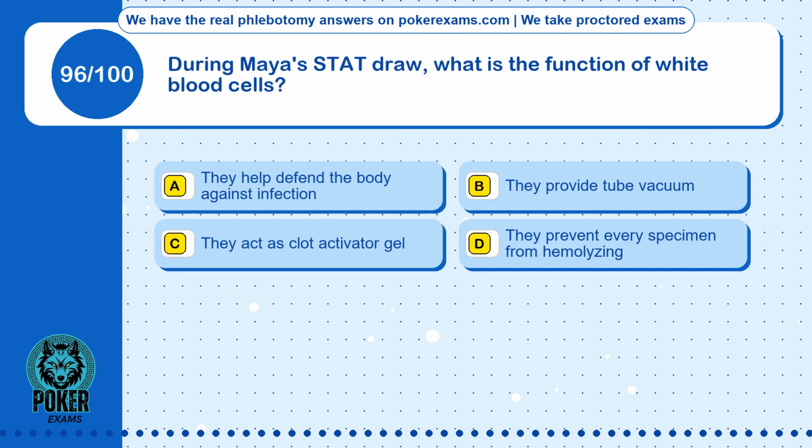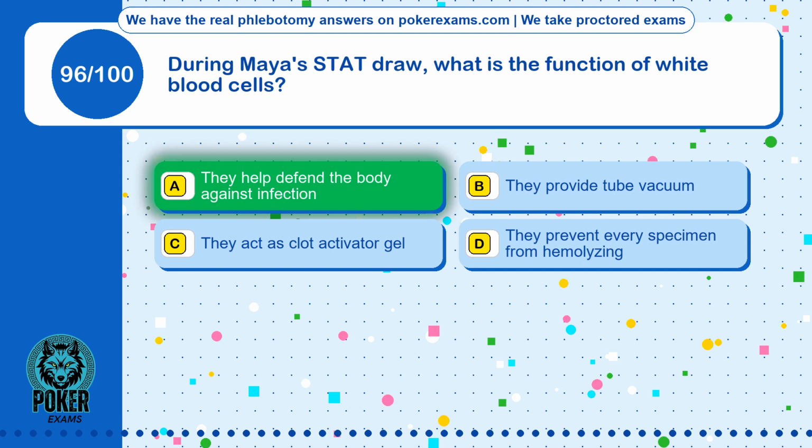Question 96. During a myostat draw, what is the function of white blood cells? Option A. They help defend the body against infection. Option B. They provide tube vacuum. Option C. They act as clot activator gel. Option D. They prevent every specimen from hemolyzing.